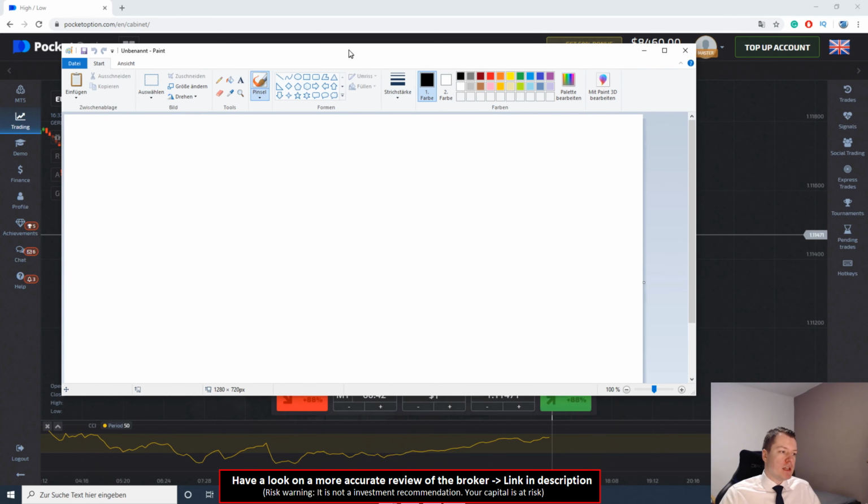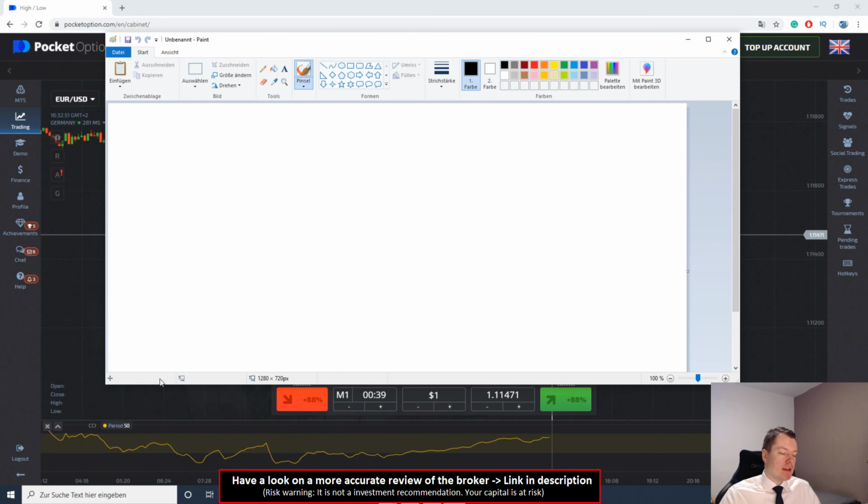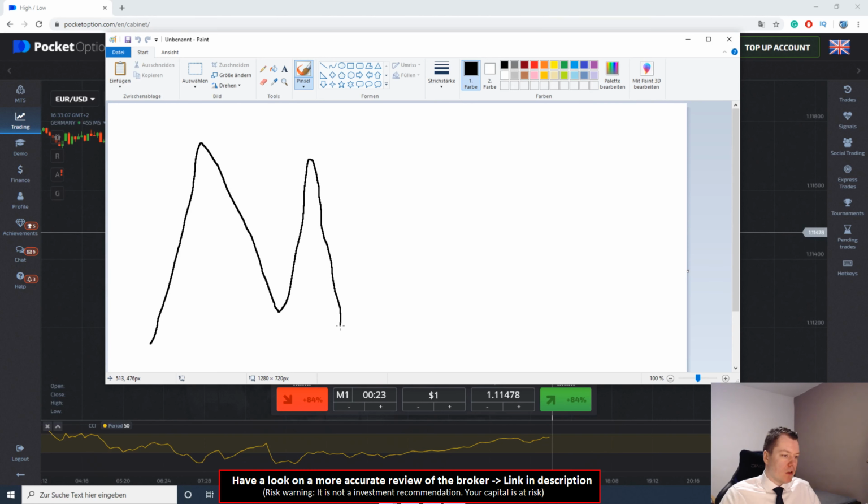I opened a new document here, and I will draw a chart. First of all, the market goes up and makes a new high here. Now the market goes down, makes a new low, goes up and makes a high, goes lower and makes a low, and here it makes a new high and goes down again. So what we can see here is a clear range on the chart. And this is so simple.